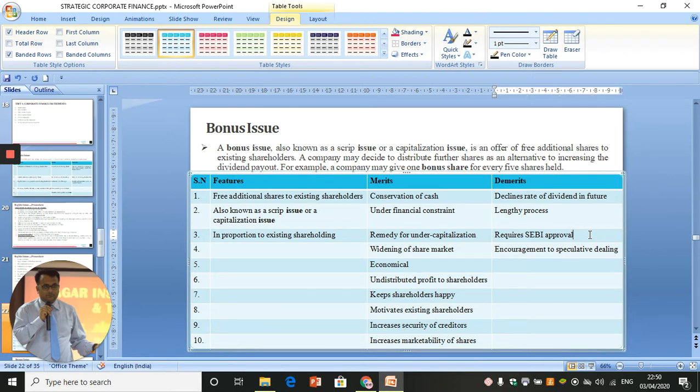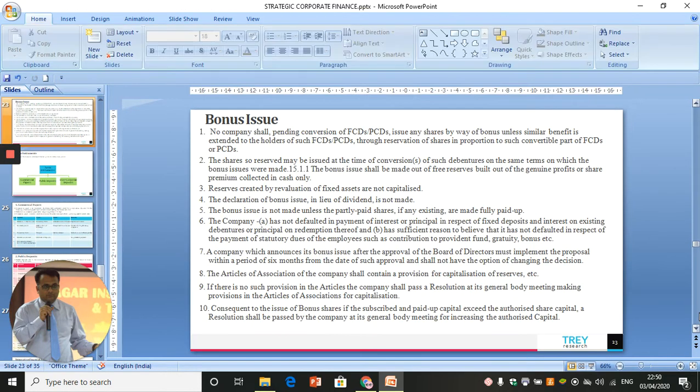Encouragement to speculative dealing. So what it does is it leads to speculative dealing. It leads to dealing on price changes, and short-term price changes. So that is also one of the demerits of bonus shares.